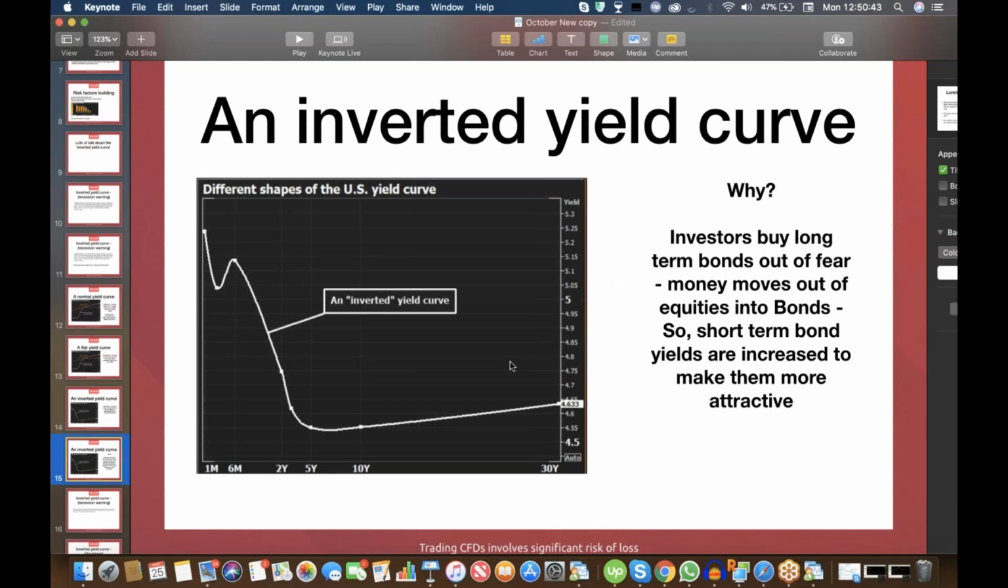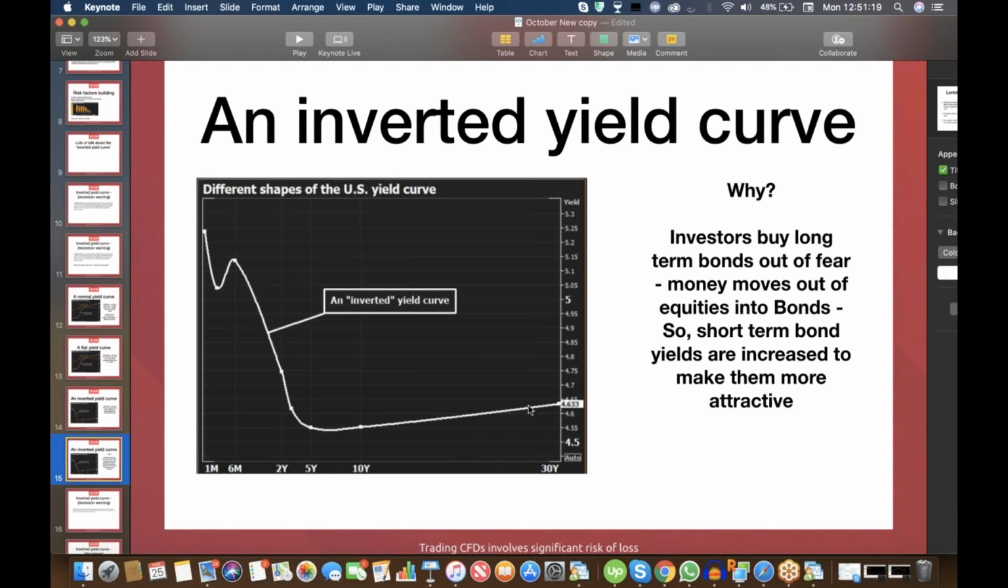Well, why it happens is investors buy long-term bonds out of fear. When people are concerned about the economy, think about it with the US at the moment. There's been a slowdown in the Fed's path. There's a slowdown in growth. There's concerns about inflation. The US-China deal hasn't been done. There's Brexit fears. There's Eurozone growth worries. There is a whole catalogue of concerns. And so investors are thinking, hang on, we're worried about the state of the global economy, so we want to buy long-term bonds because we're scared.